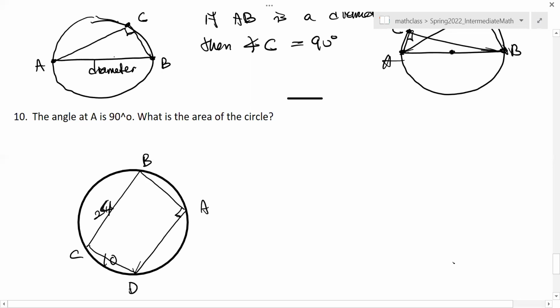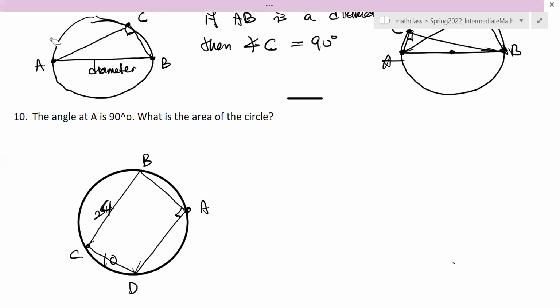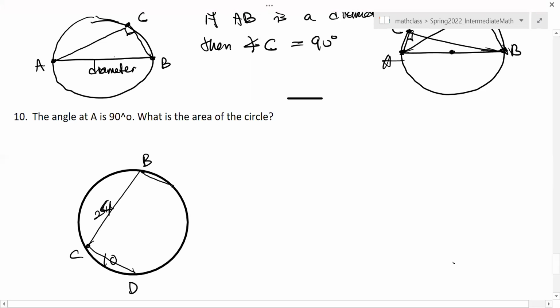And we want to find the area of the circle. It is not necessarily a rectangle here. I just drew it that way. Let me draw it slightly differently. Something like that. This is A. So the angle at A is 90 degrees. That's the picture you're given.